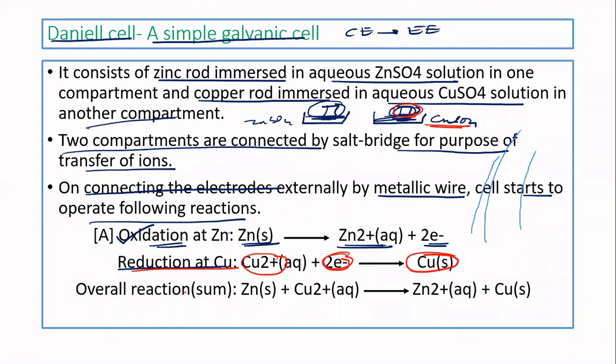So the overall reaction is the sum of these two reactions, that is Zn solid plus Cu2+ ions gives Zn2+ ions plus Cu solid. So this is the overall reaction of this cell.